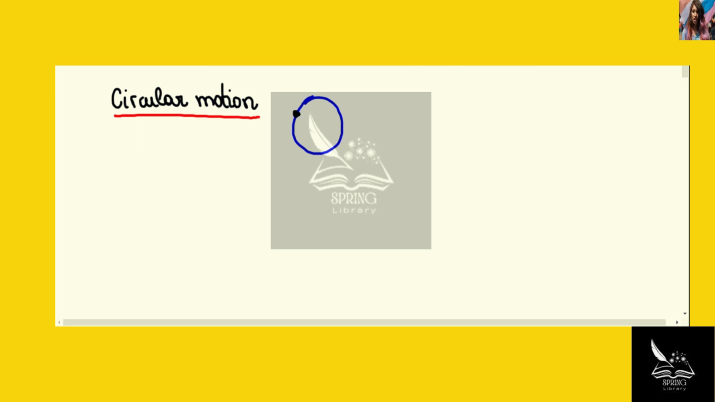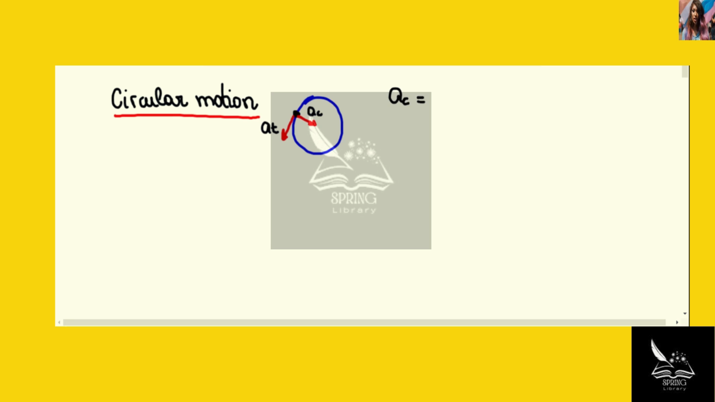We can decompose the acceleration of this particle into two components. One of them is the centripetal acceleration, pointing towards the center of the trajectory, and the other one is the tangential acceleration, that is tangential to the trajectory.